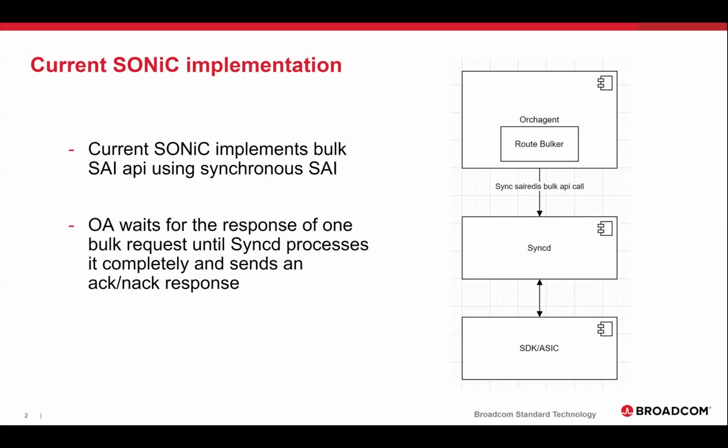So hi everyone again. Today we'll go over the asynchronous SAI for routing in SONiC. In the current SONiC implementation, it uses a route bulker mechanism between orchagent and syncd, but it uses a synchronous one. Basically, OA sends a bulk route request to syncd via the SAI Redis, and it waits for the ACK before it can send another request.